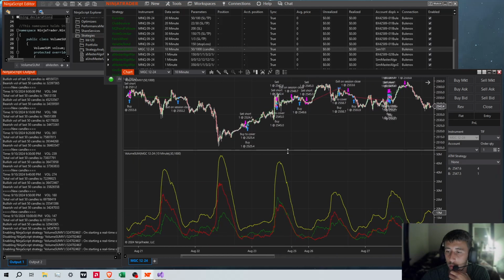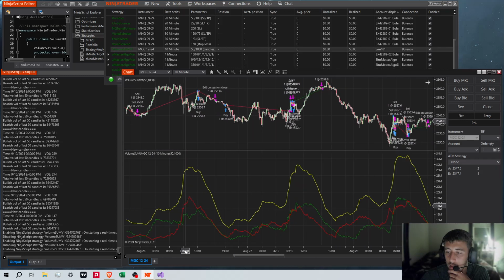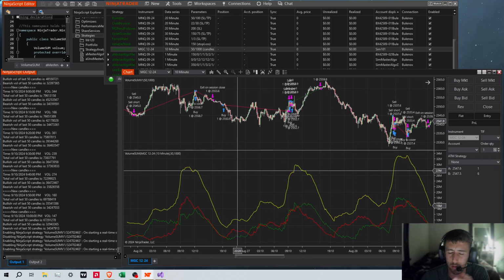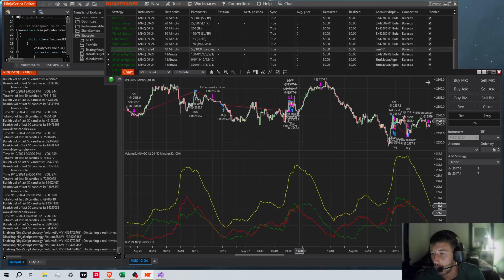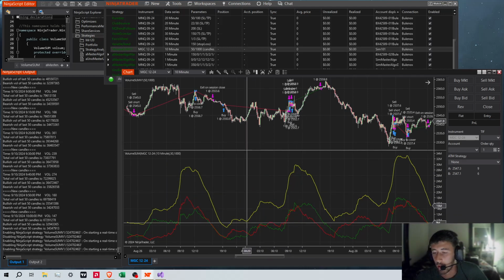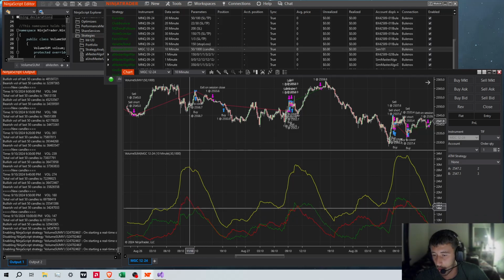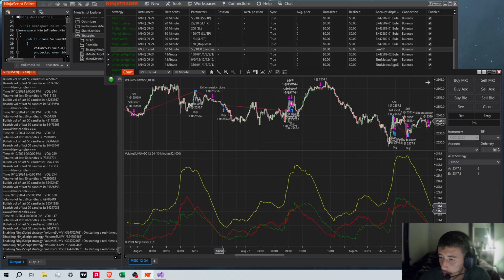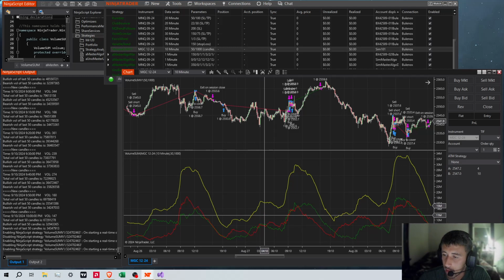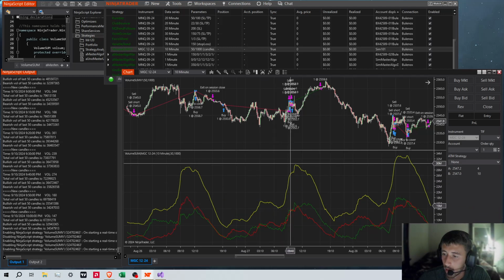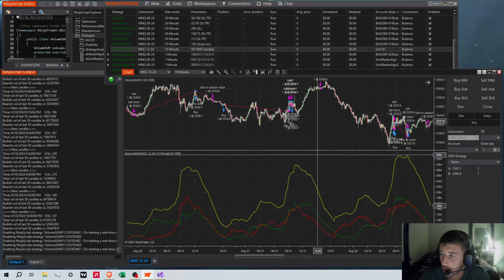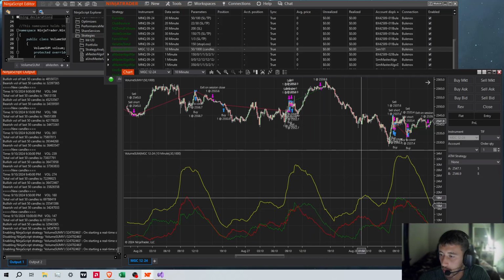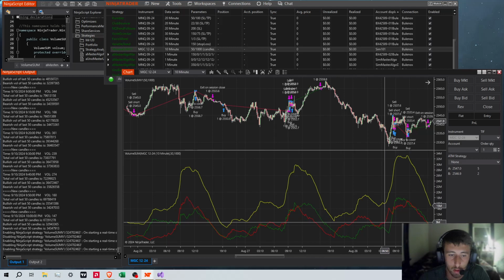And then another thing I want to work on is an oscillator. Basically just take the red and the green lines and create an oscillator out of it so that it's a little easier to see, like when it's above the middle line, buying volume is way in control. When it's below, seller volume is way in control.